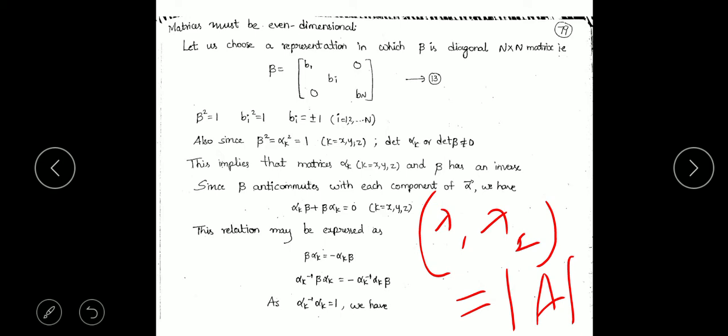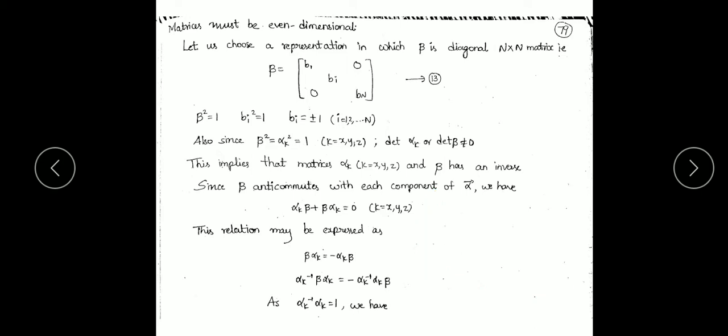So the determinant would be equal to 0 if one of the eigenvalues equals 0. When one of the eigenvalues equals 0, we would definitely have determinant equal to 0. But for the beta and alpha case, we have already found out that the eigenvalues of these matrices are plus 1 or minus 1. So minus 1 into minus 1 we get plus 1, or plus 1 into minus 1 we get minus 1, but we won't get 0. That is the thing mentioned here. So hence the determinant of alpha k or determinant of beta cannot be equal to 0.